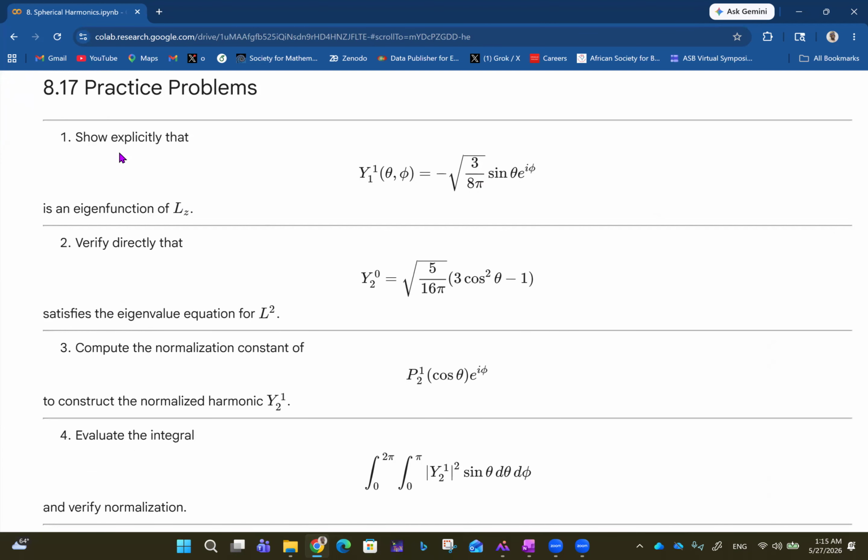So the first question says, show explicitly that Y_11(θ, φ) is minus square root of 3 over 8π sine θ e^(iφ), is an eigenfunction of L_z. So you have 2 here. Verify directly that all of this satisfies the eigenvalue equation of L squared. Compute the normalization constant of P_21 cos θ e^(iφ) to construct the normalized harmonic Y_21 and evaluate the integral as you see here. So here you see that they coincide. Okay, and verify normalization.